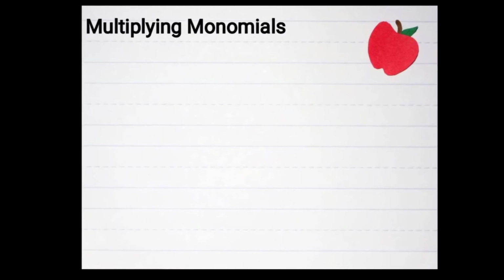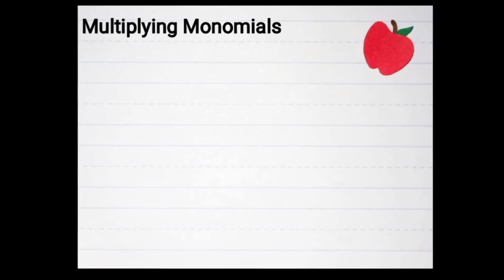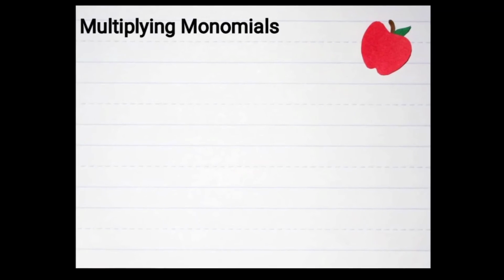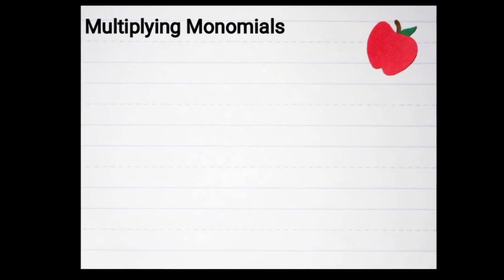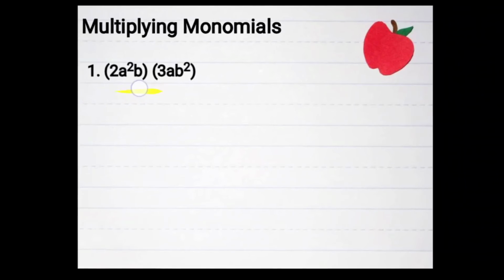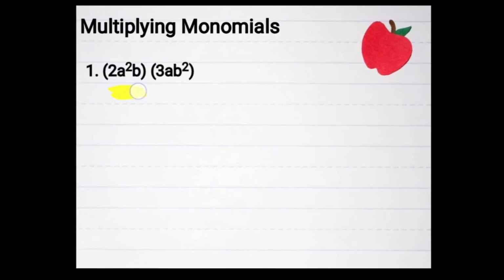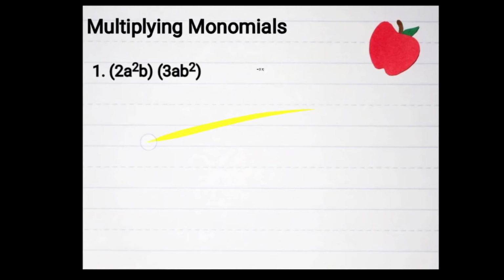How are we going to multiply monomials? For you to solve or to multiply monomials properly and correctly, you have to apply the laws of exponents. So for number 1, we have 2 times a squared times b times 3 times a times b squared. To solve this, first you have to multiply the constant or the numerical coefficient.